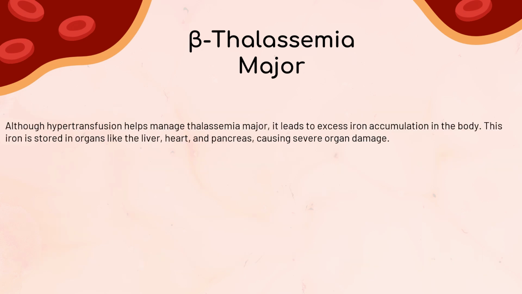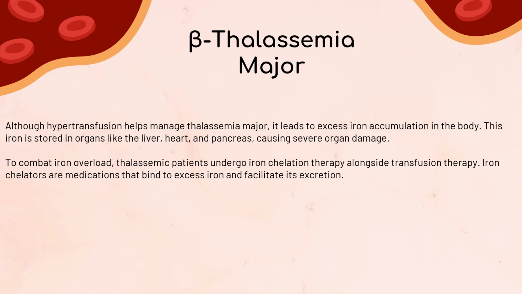Although hypertransfusion helps manage thalassemia major, it leads to excess iron accumulation in the body. This iron is stored in organs like the liver, heart, and pancreas, causing severe organ damage. To combat iron overload, thalassemic patients undergo iron chelation therapy alongside transfusion therapy. Iron chelators are medications that bind to excess iron and facilitate its excretion.